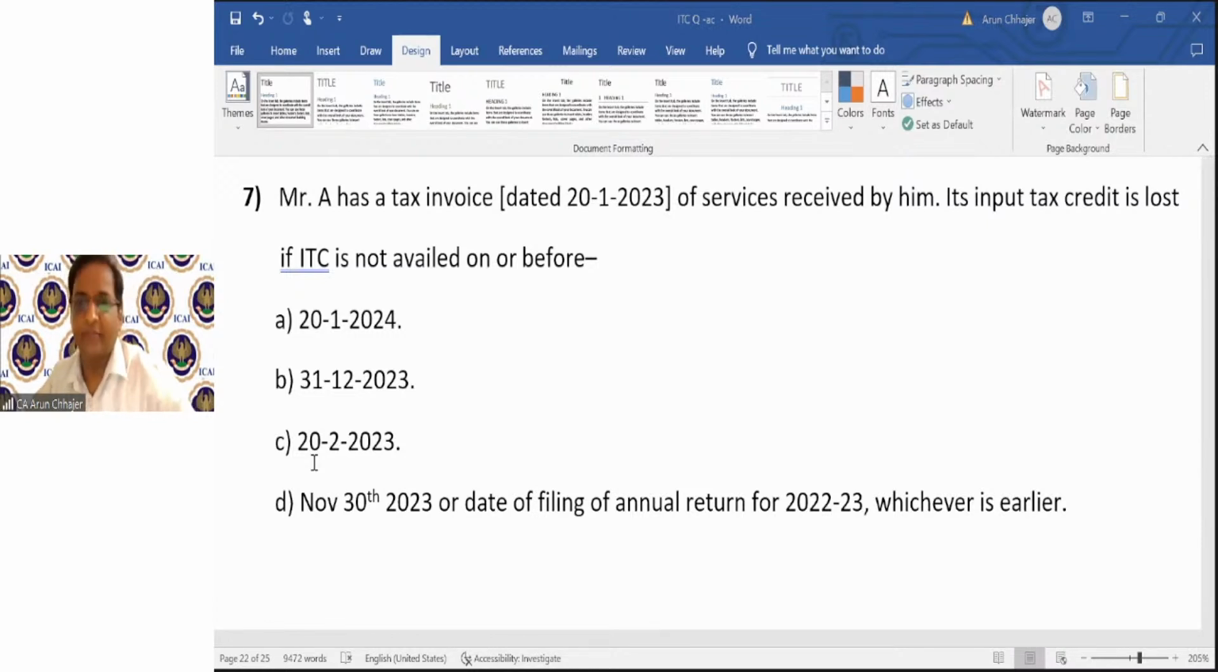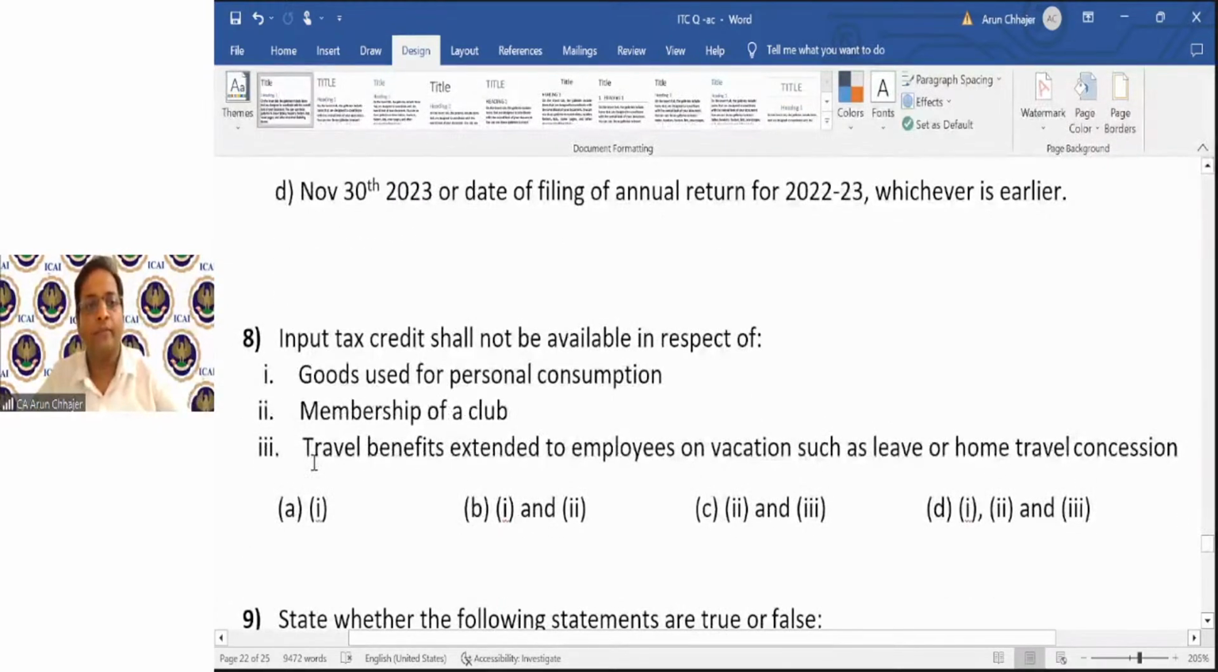बहुत सिंपल क्वेश्चन पूछ लिया। 30th November और एनुअल रिटर्न विच एवर इज अर्लियर. ठीक है, एब्सोल्युटली करेक्ट. तो राइट आंसर इज डी. लेट मी मूव क्विकली. क्वेश्चन नंबर 8.